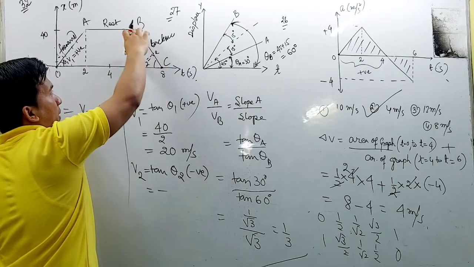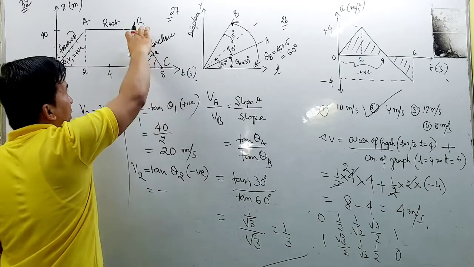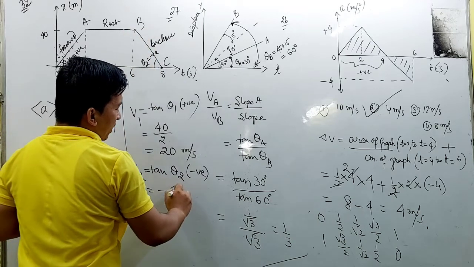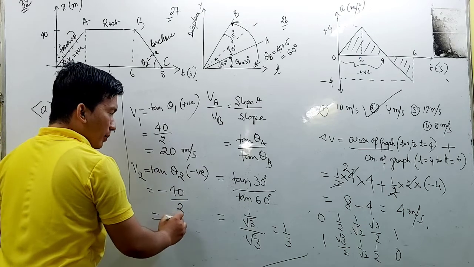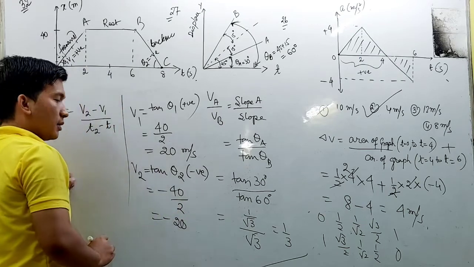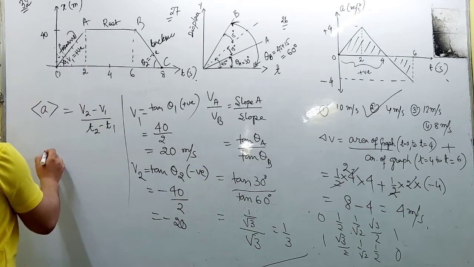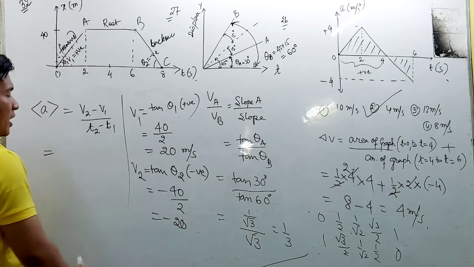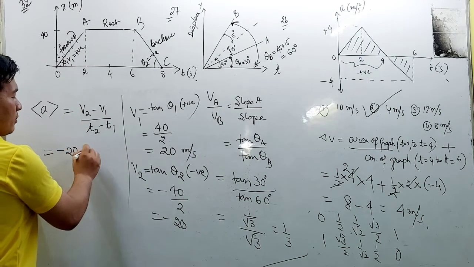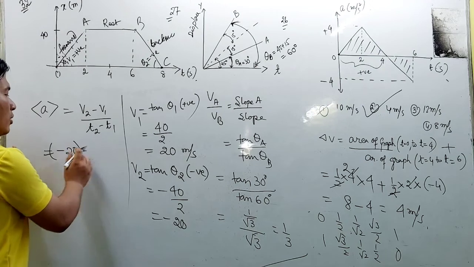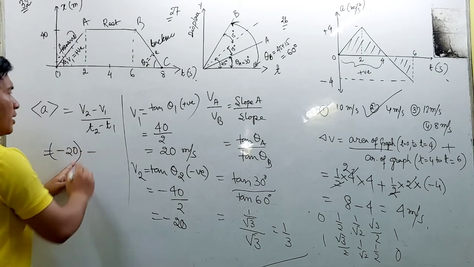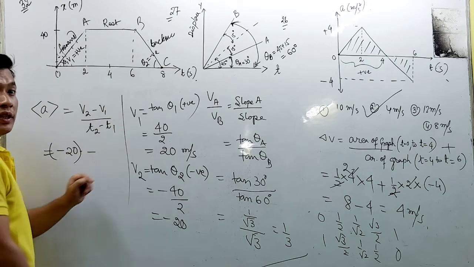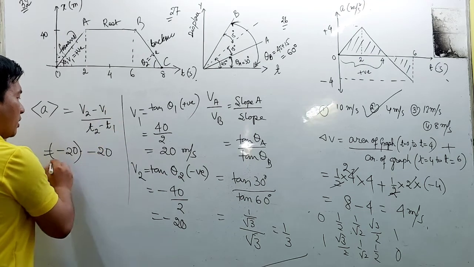Tan of theta 2 means perpendicular by base. Perpendicular is 40, divided by 2, so this will be minus 20. Put the value over here. Below, the option for v2 is minus 20. This is after evaluation: v1 is positive 20.